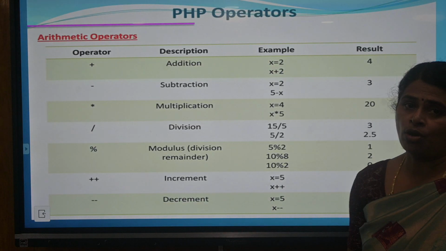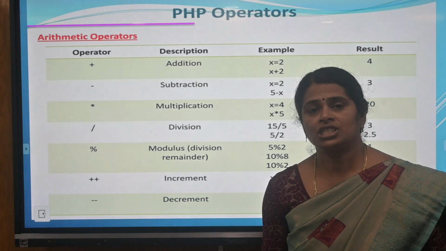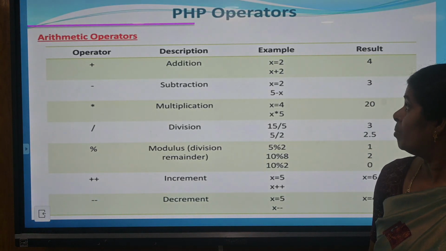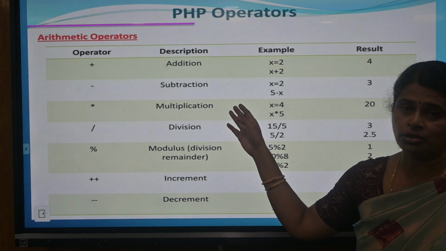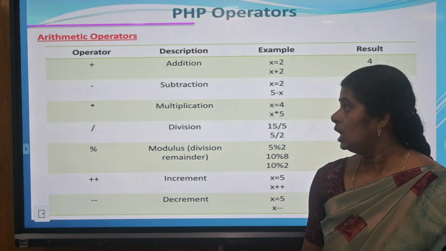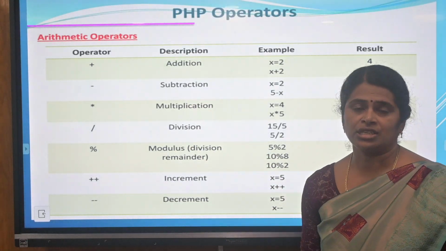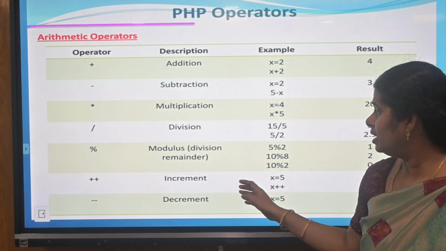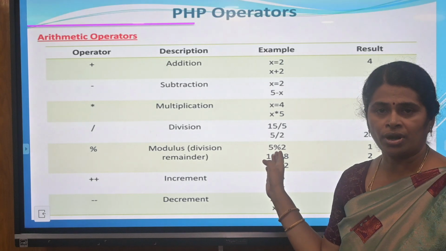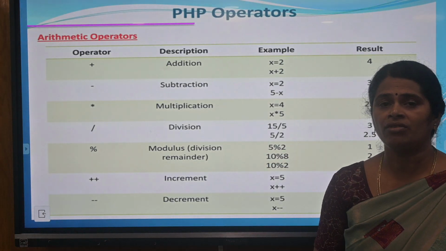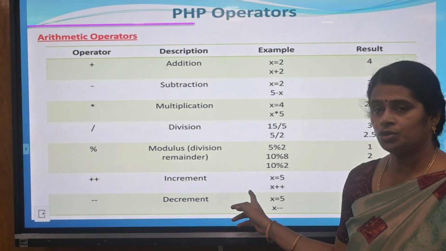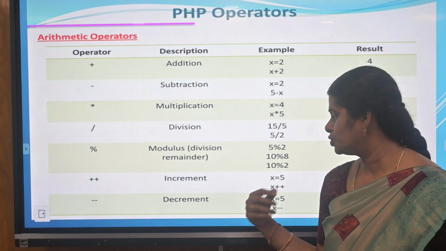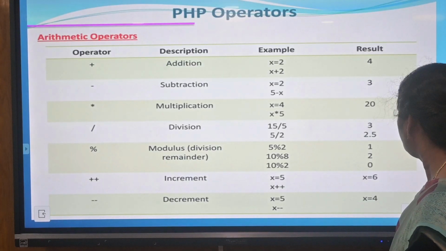Then PHP operators. An expression is made up of operands and operators. There are different types of operators in PHP. First we are going to see arithmetic operators. Under arithmetic operators: addition, subtraction, multiplication, division, modulus, increment and decrement operators. The modulus operator is used to find the remainder value. The increment operator is used to increment the value one by one. The decrement operator is used to decrement the value one by one.